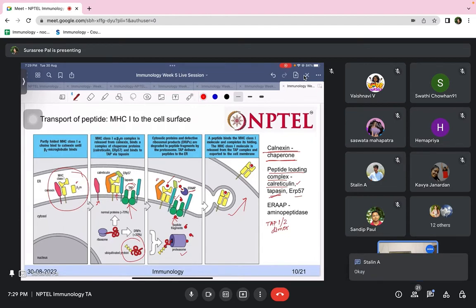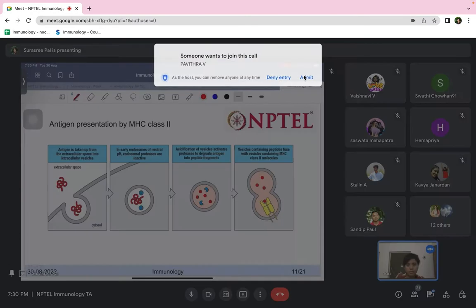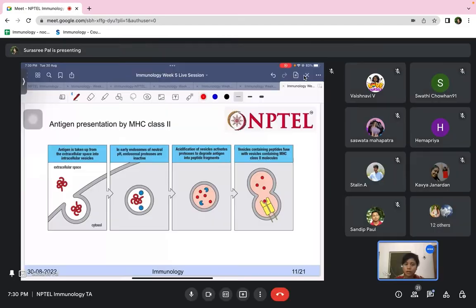Okay. So now this is how it occurs in MHC class 1. Now, how is it different from MHC class 2? I told you earlier also that MHC class 2 presents extracellular antigens, right? So the proteins are not produced in the cytosol. Neither will they be delivered by the TAP transporter to the ER lumen, right? So how does this take place? This is an overview of the antigen presentation by MHC class 2.